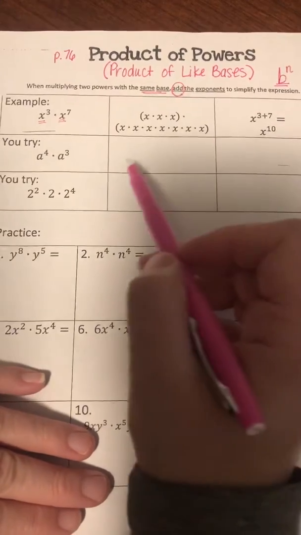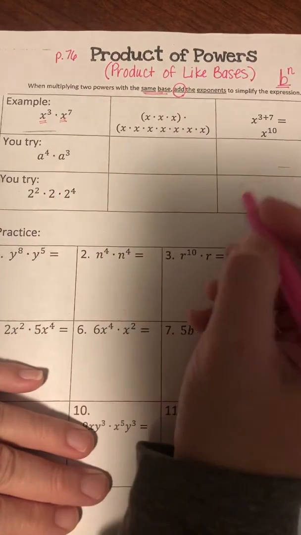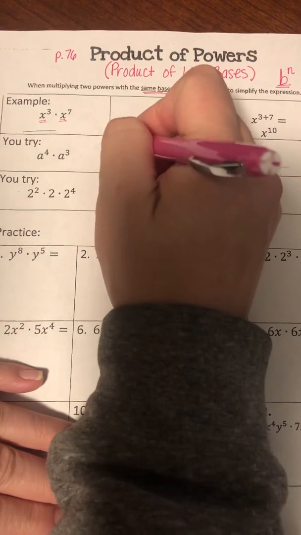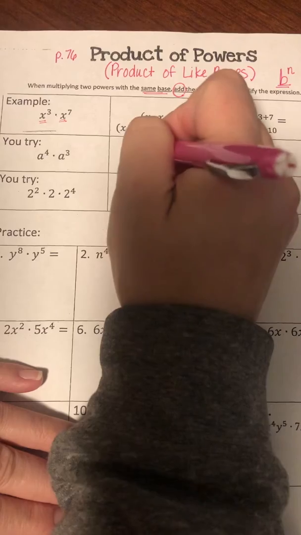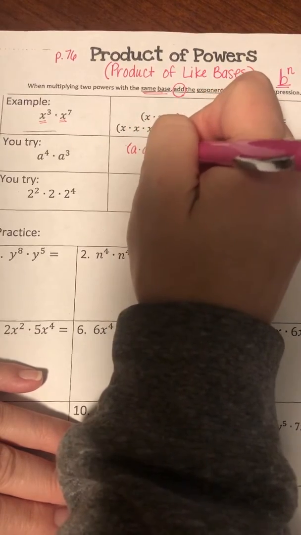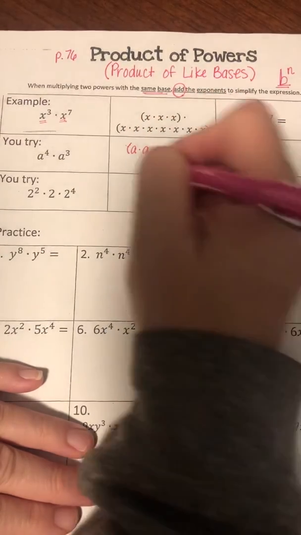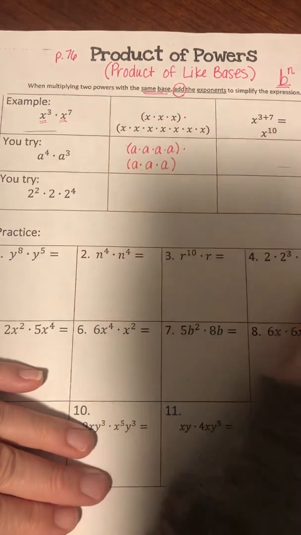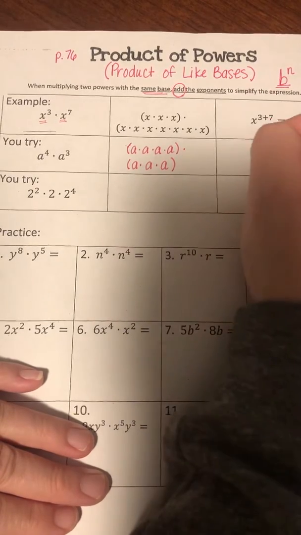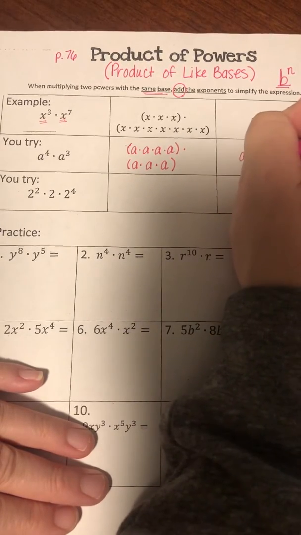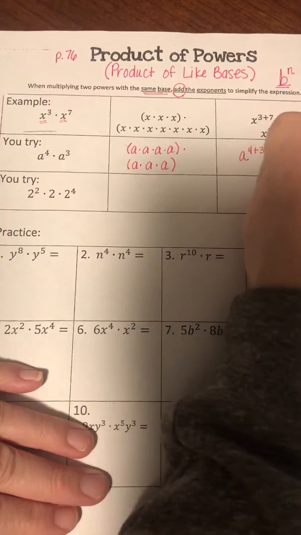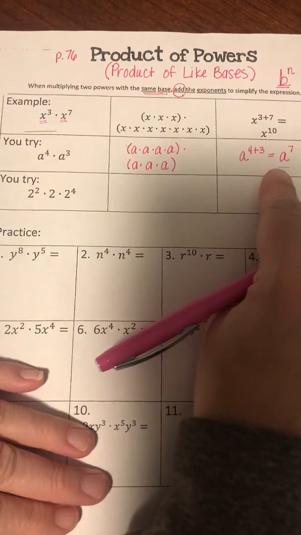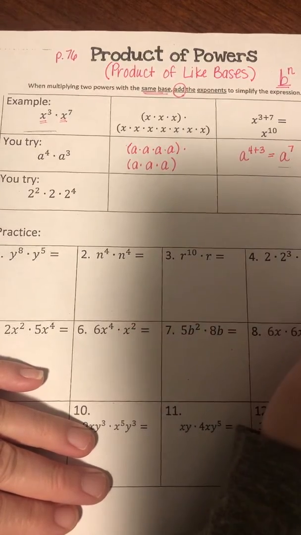Okay, we're going to go on to the second one here, a to the 4th times a to the 3rd. So in the middle, you're going to copy this along with me. A to the 4th is really just a times a times a times a. And we're going to multiply that times a to the 3rd. A times a times a. And you can see that we have 4 a's in the first problem, 3 in the second. So all together, I would have 7. And so my final answer would be a to the 7th power.